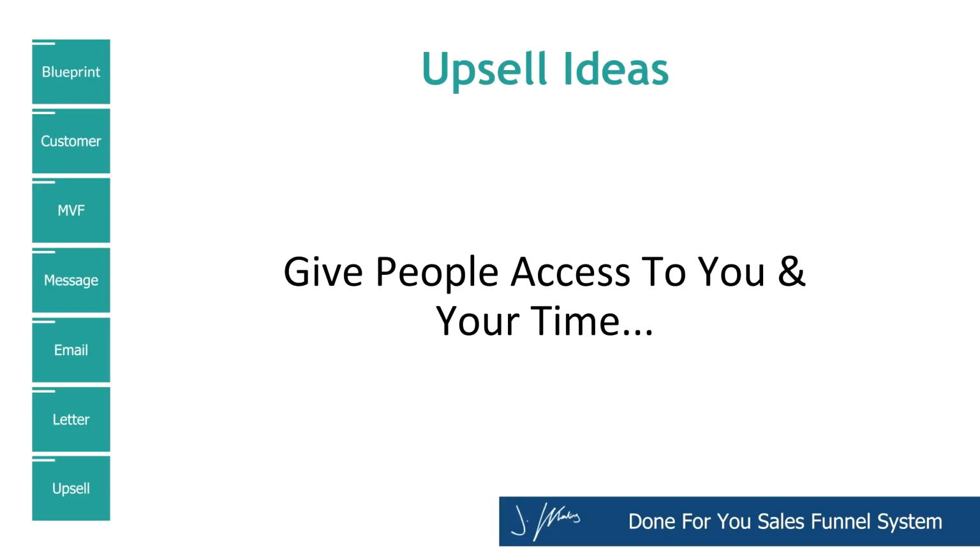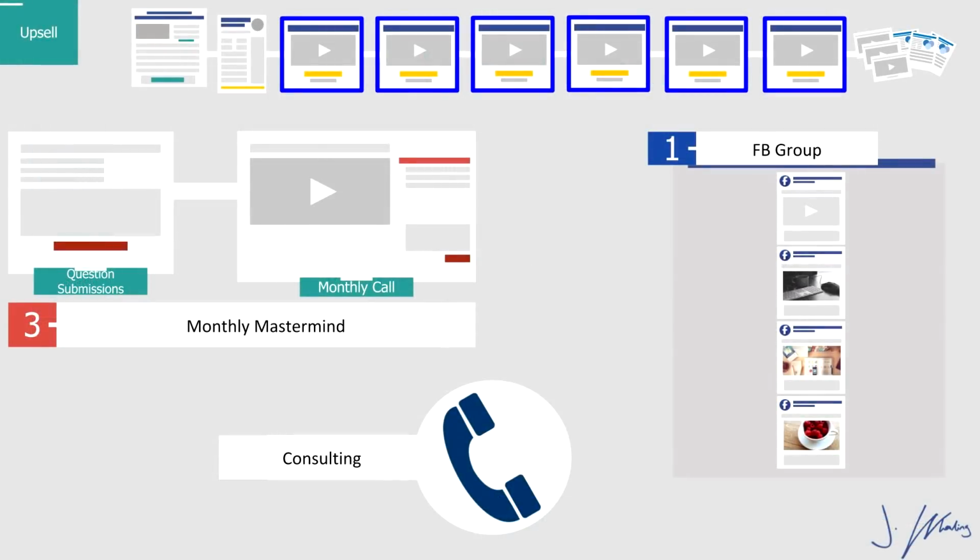Number 1, you can offer individual consulting calls, you could offer a monthly mastermind, or you could offer access to a private Facebook group. All 3 of these can be used individually, or they could be combined, where you could offer access to a private Facebook group and you could offer a limited time package to a certain number of consulting calls directly with you.